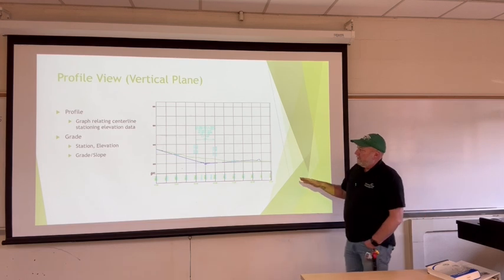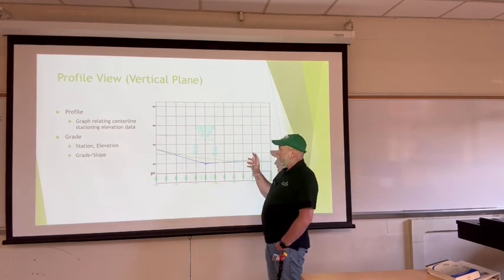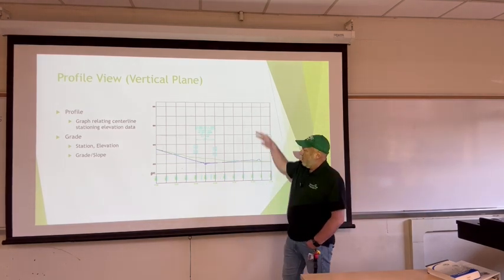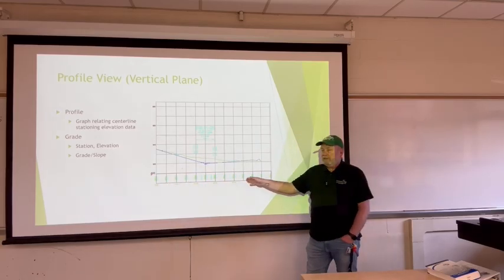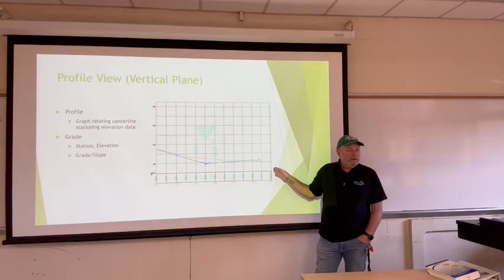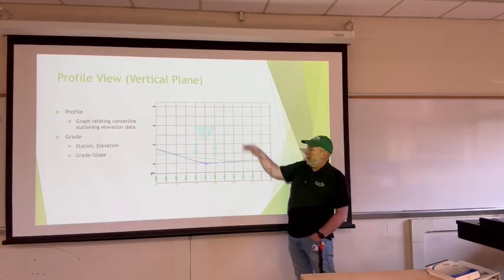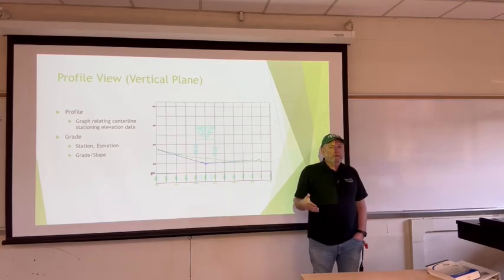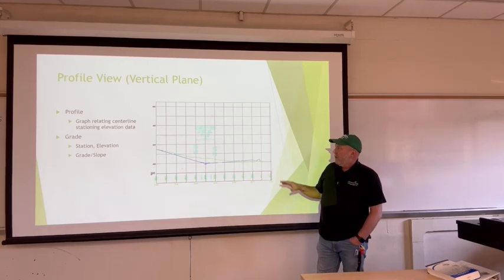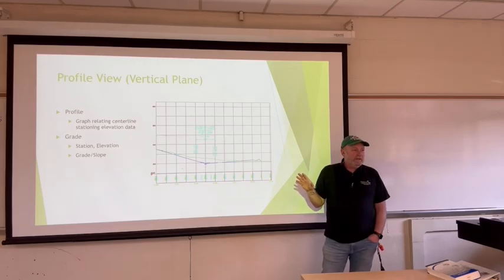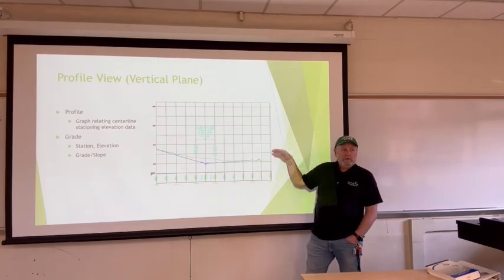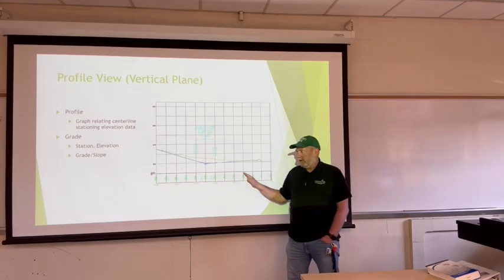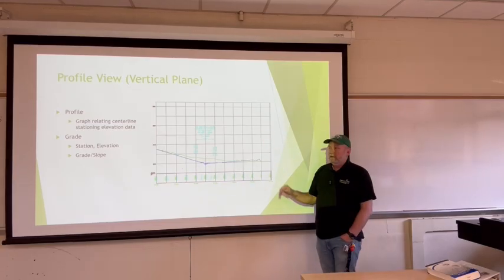So with this, we have two axes. Think of a graph paper, your x-axis and y-axis. Along the x-axis here, we have the stationing, the distances along the alignment. The vertical axis, the y-axis, is representative of elevation. These are typically exaggerated as well, so they're not a one-to-one scale. Usually they're two different scales, horizontally and vertically.